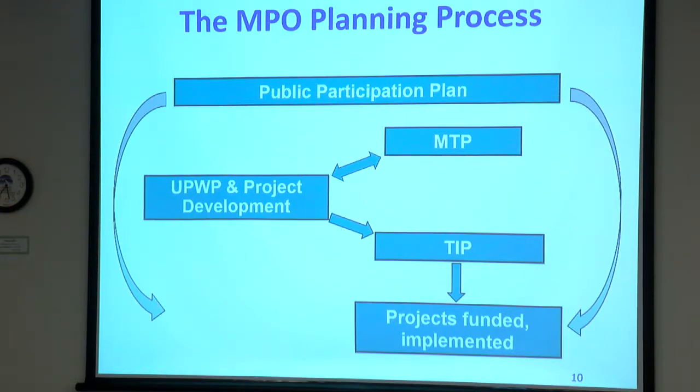Sometimes projects originate at the UPWP level and move up into our MTP. Sometimes projects are conceived at the MTP during the MTP process, especially larger things like the Interstate 89 study that we're working on. That's an example that originated at the MTP level and is now part of our work program. Whereas moving into the TIP, things are typically one way from the UPWP into our transportation improvement program, and from there eventually getting funded and constructed.